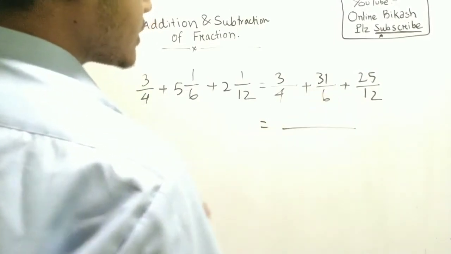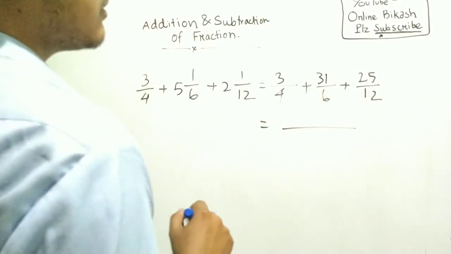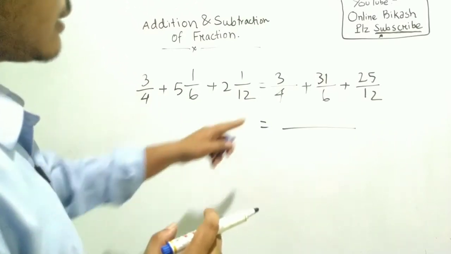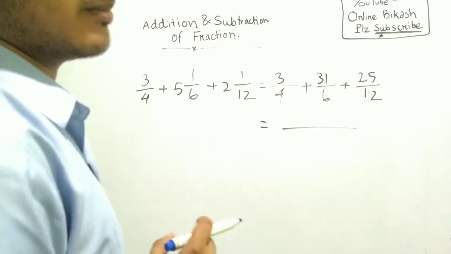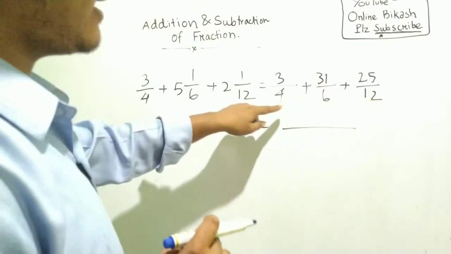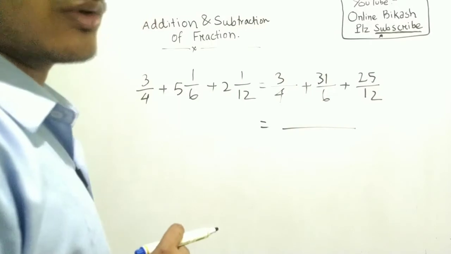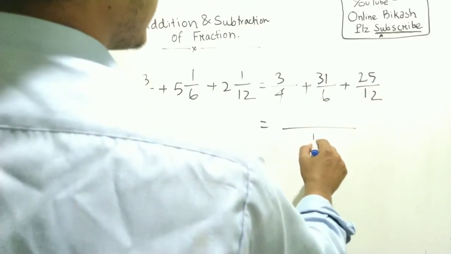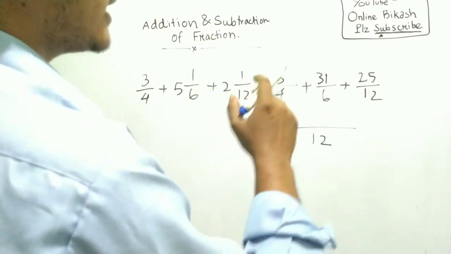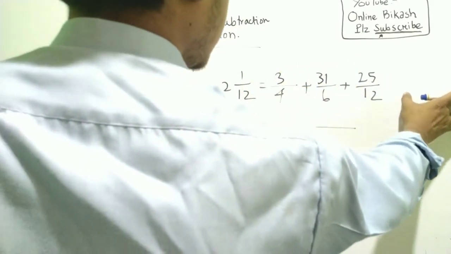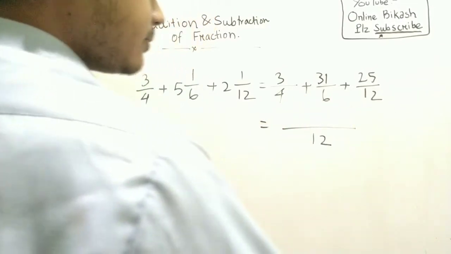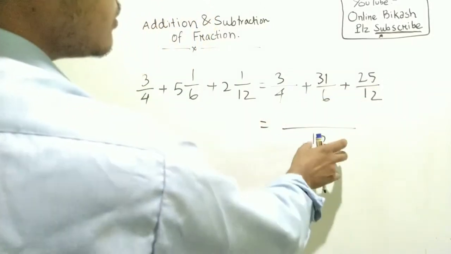Take the LCM of these 4, 6, 12. What will be the LCM of 4, 6, 12? LCM means the number that can be divided by these three numbers. So 12 is the smallest number that can be divided by all of 4, 6 and 12. So 12 is the LCM here. If you find it difficult, then you can do the sum to find the LCM of 4, 6 and 12 separately, and after getting the LCM, you write it here.